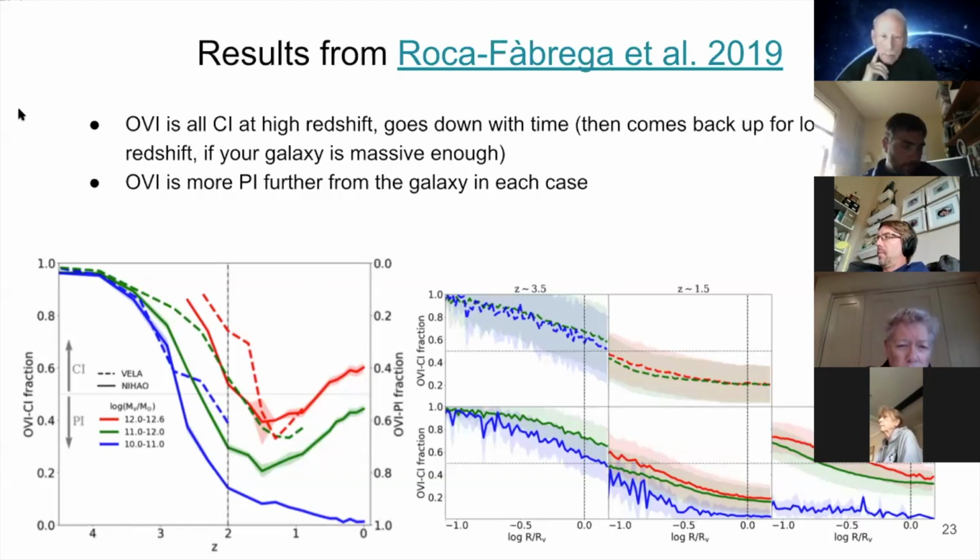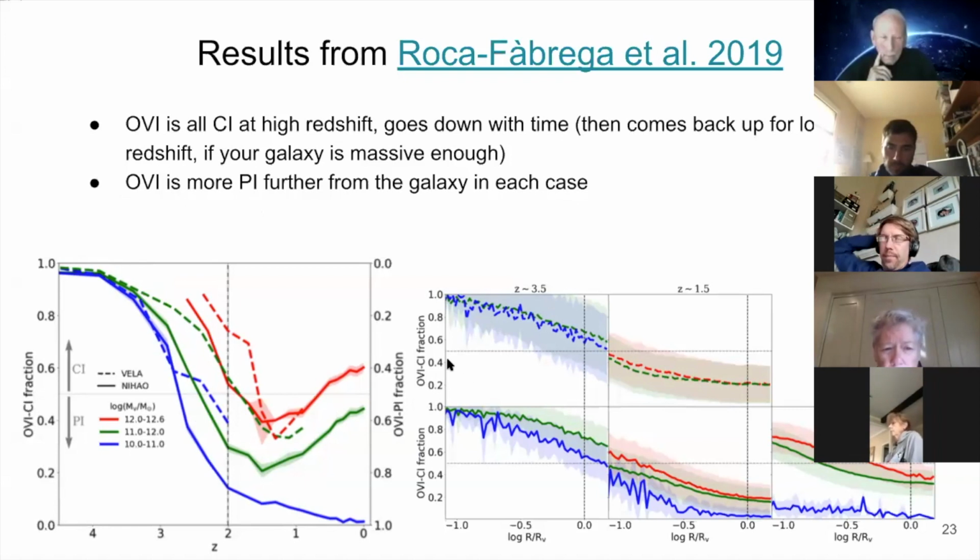But basically he found that oxygen 6 is all collisionally ionized according to his definition, which is basically the same as ours, at high redshift, which goes down with time, and then it comes back up at low redshift if your galaxy is massive enough. So these all go down, but then the low mass galaxies flatten out to 0, while the higher mass galaxies start to come back up and become more collisional again. And second, oxygen 6 is more photoionized the further you get from the galaxy. So as this goes out, your collisional ionization fraction goes down.